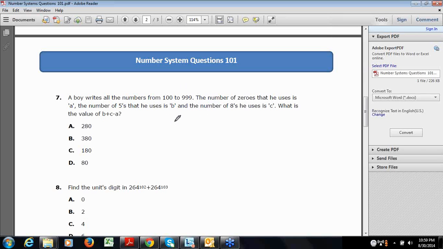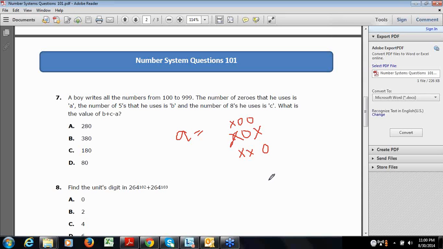See, you can find out the number of A's. A will be what? A can have 3 formats. It can be of form X00, X0X, or XX0.